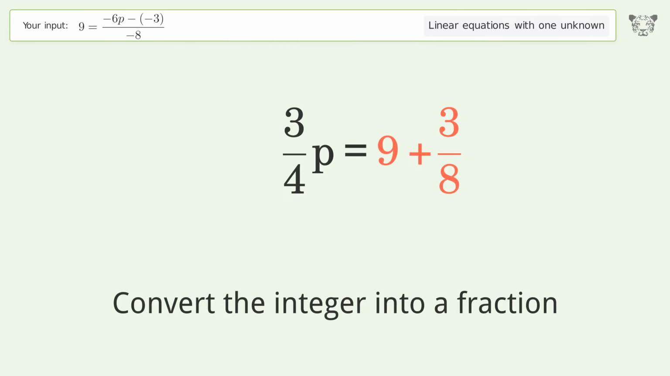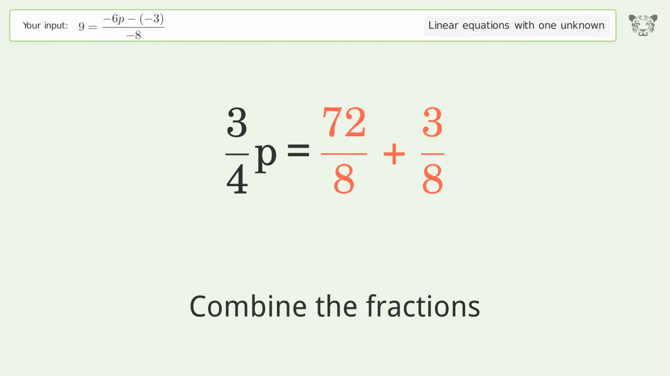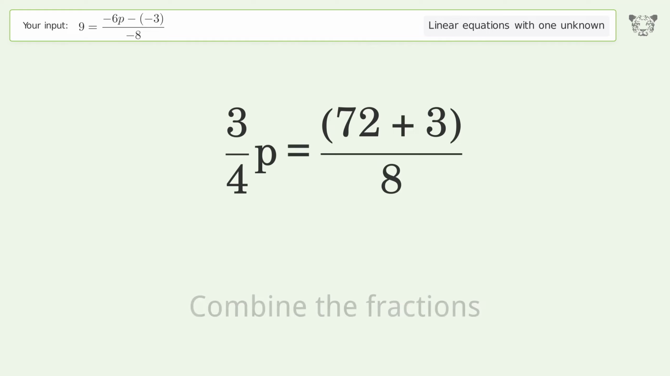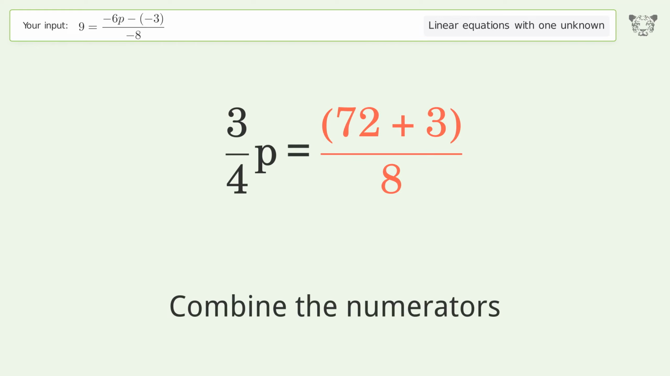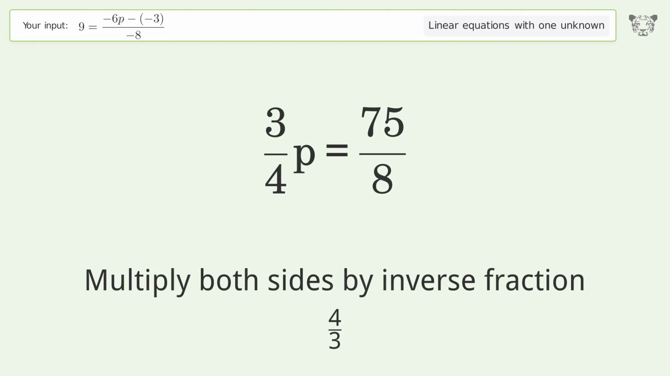Convert the integer into a fraction. Combine the fractions. Combine the numerators. Isolate the p. Multiply both sides by inverse fraction 4/3.